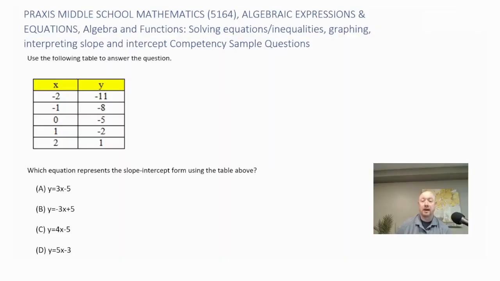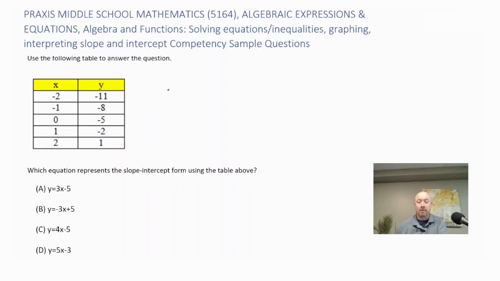Use the following table to answer the question. Which equation represents the slope-intercept form using the table above? Is it A, y equals 3x minus 5, B, y equals negative 3x plus 5, C, y equals 4x minus 5, or D, y equals 5x minus 3?